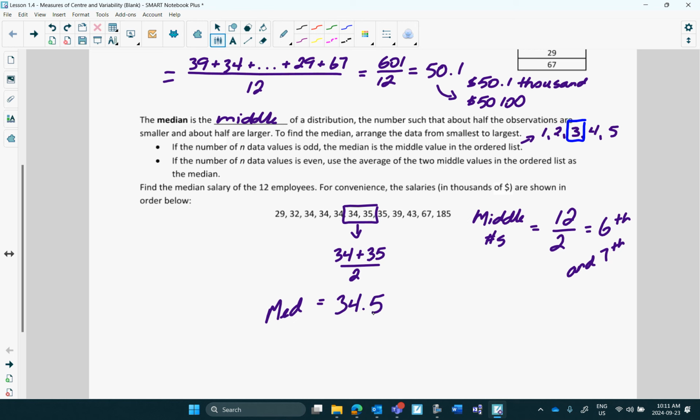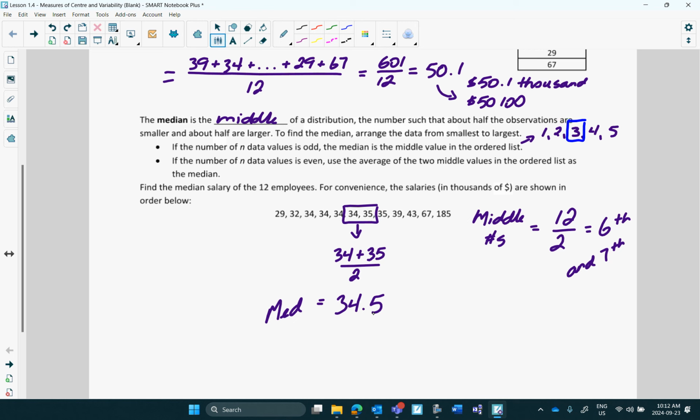You get 34.5. So there's an odd number of numbers. There's only one number in the middle. That's the median. If there's two numbers, or sorry, if there's an even number of numbers, there's two numbers in the middle, average them to find the median.